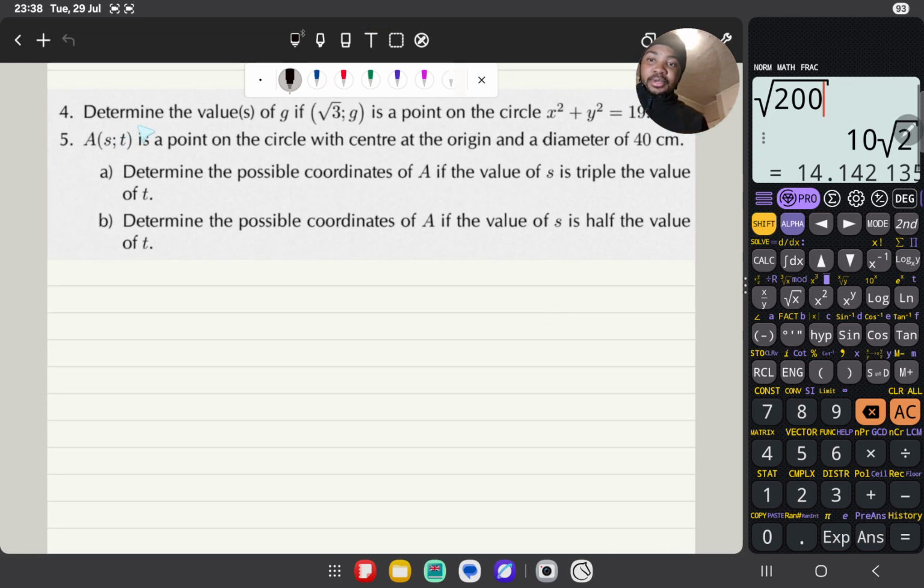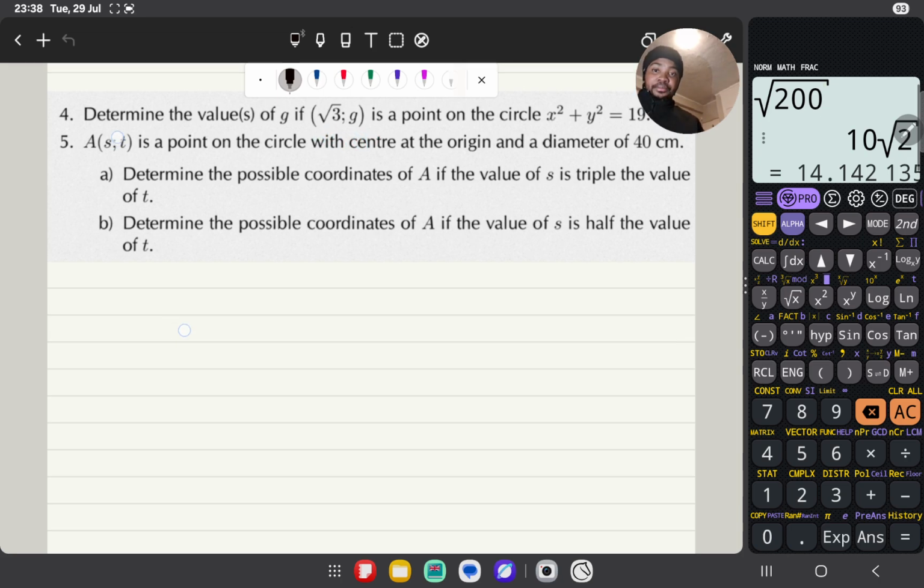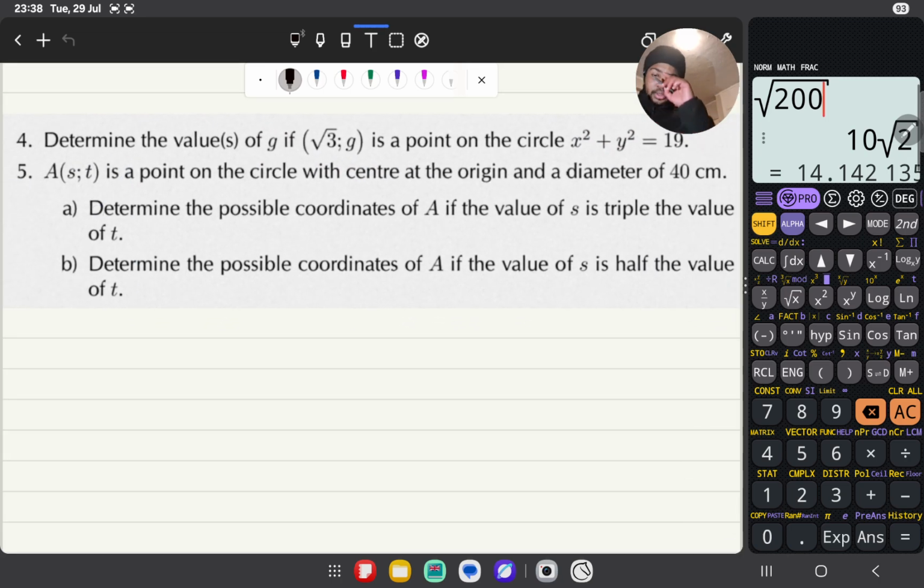So here they say determine the value or the values of G. If this point is on the circle, so you have your circle as x squared plus y squared equals 19, and then if you want to find the values of G, you will substitute x. So we have square root of 3 squared plus y squared equals 19.